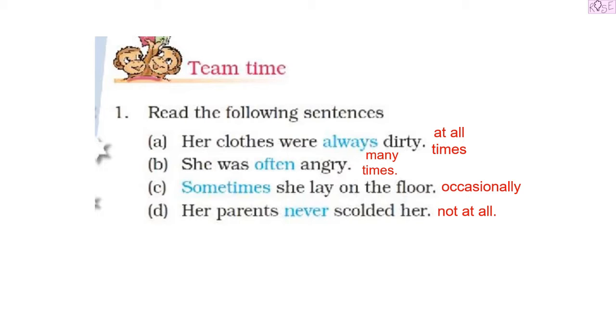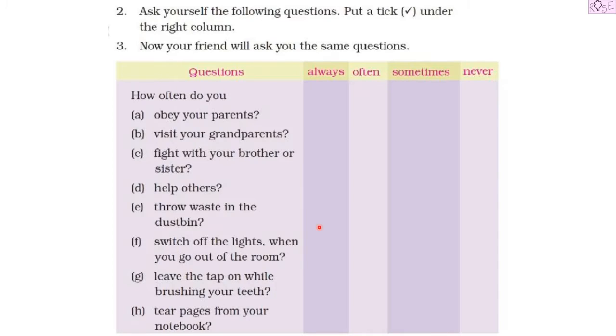So now let's see why we did this. Now they have given us a table, and in this table in the first column we can see many questions, and here are written those 4 words. Always, that means at all times. Often, that means many times. Sometimes means occasionally, and never means not at all.